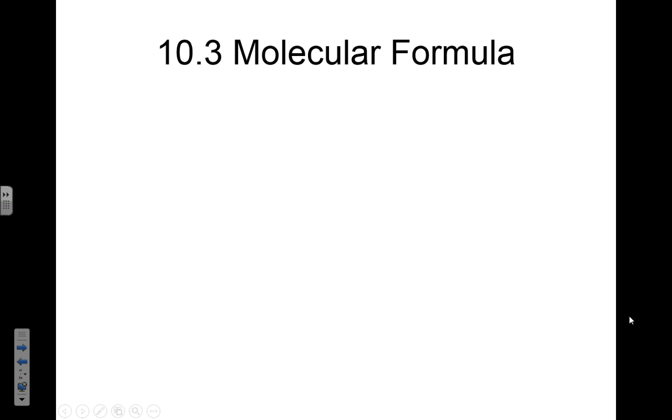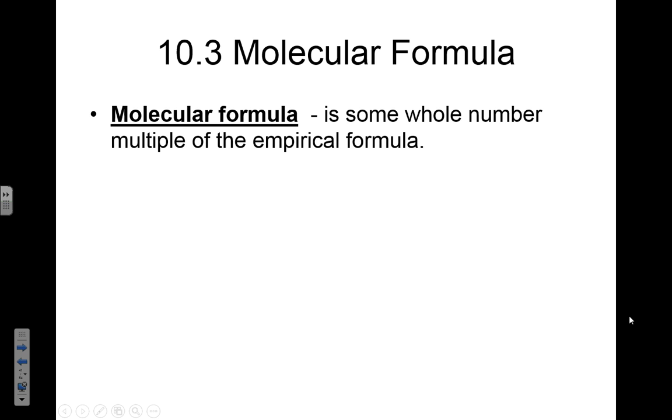So what we really need to do is find out what that multiple is. The molecular formula is always some whole number multiple of the empirical formula. That's our job, to find that whole number multiple so we can convert the empirical formula to a molecular formula. For example, HO is an example of an empirical formula. So the actual molecular formula is some multiple of that. We just don't know what the multiple is.